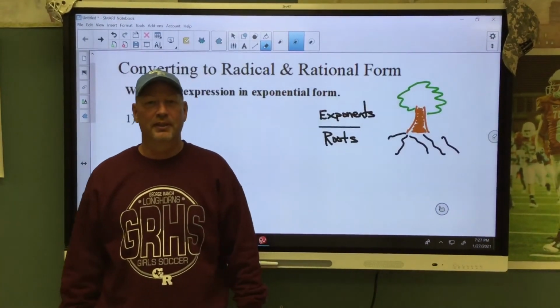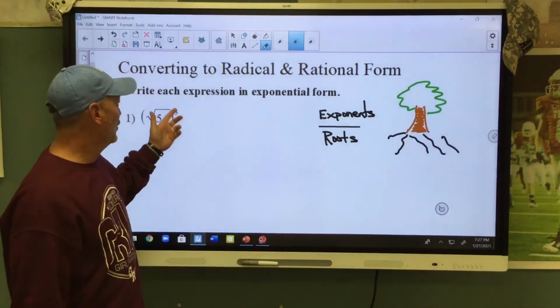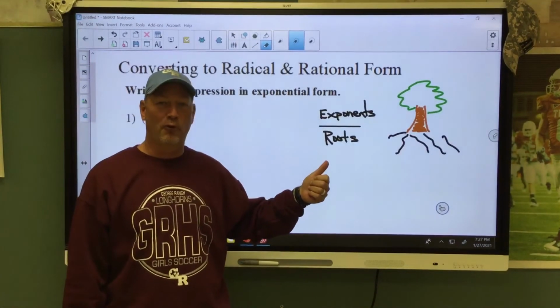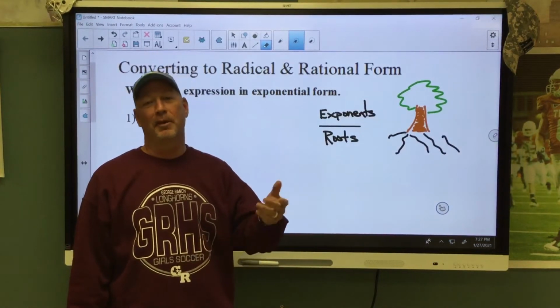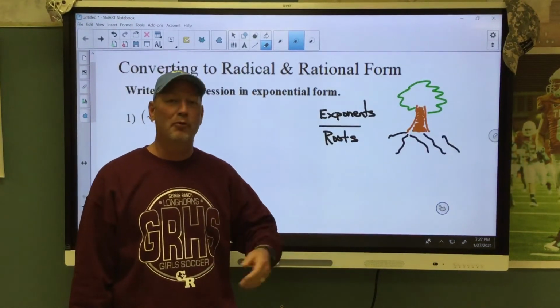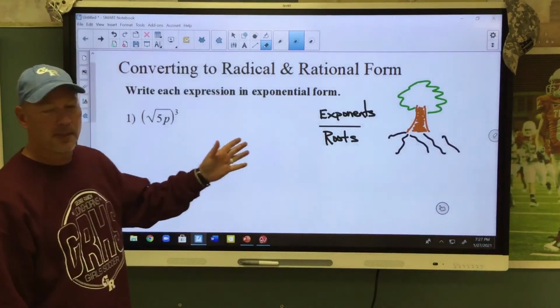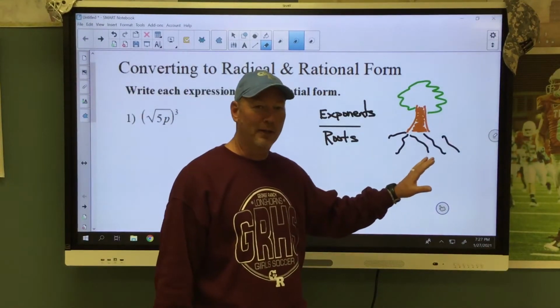Hey, it's Coach Reeves. Today, I'm going to show you how to convert radicals to an exponential form and then back again from exponential forms to radicals. And we may even actually simplify or solve some problems. All right, so this is my goofy drawing, okay?